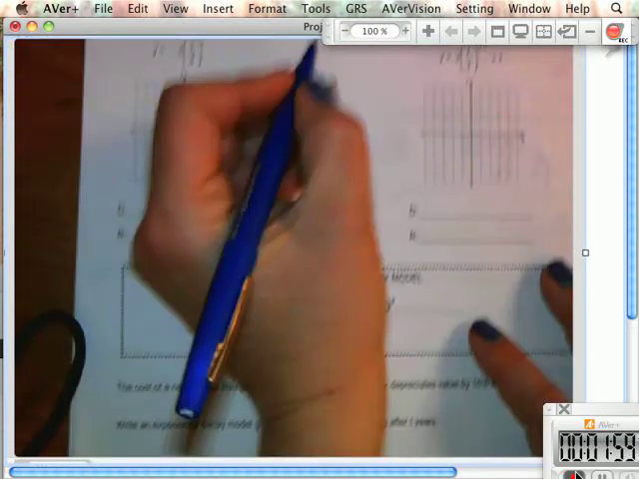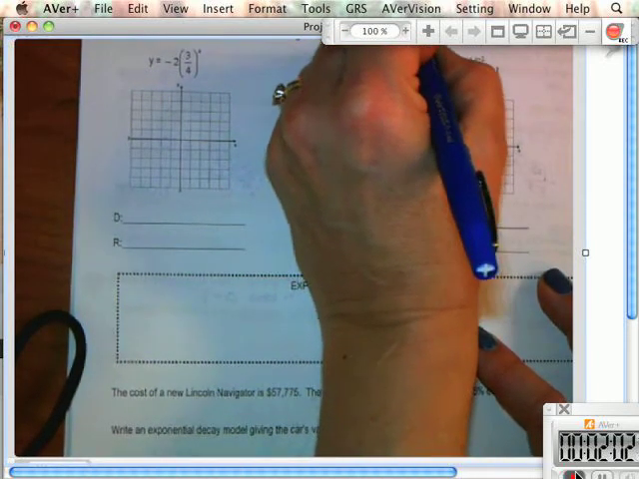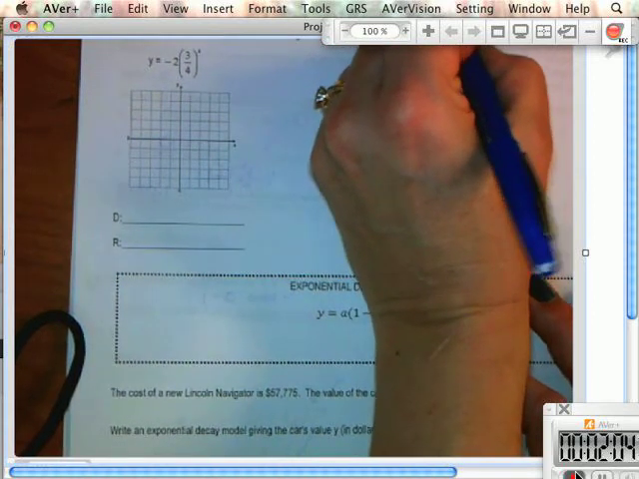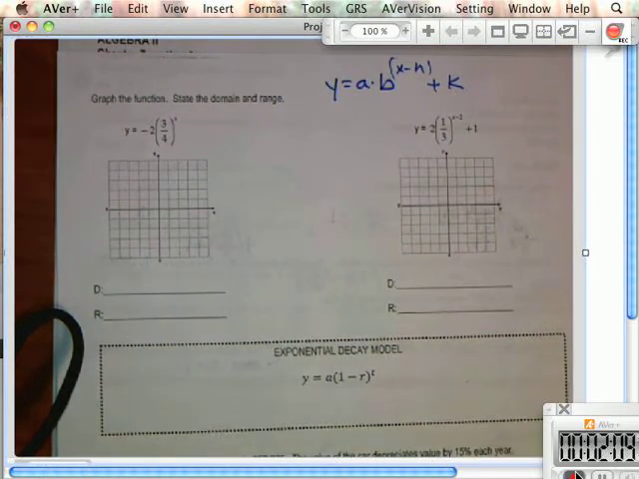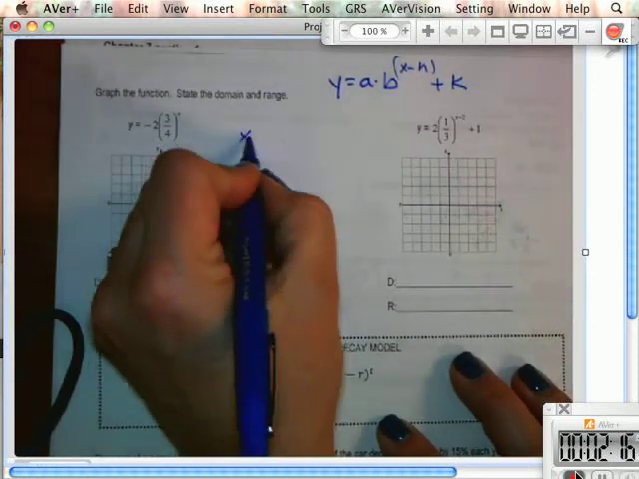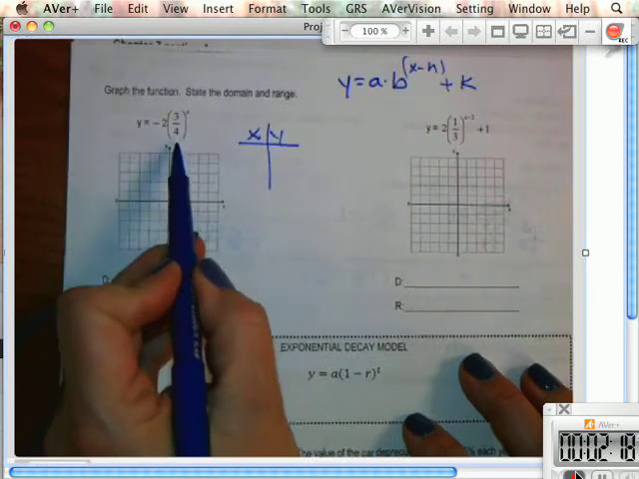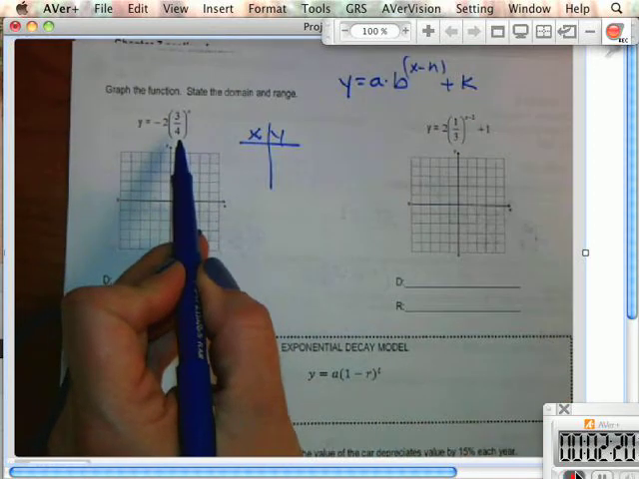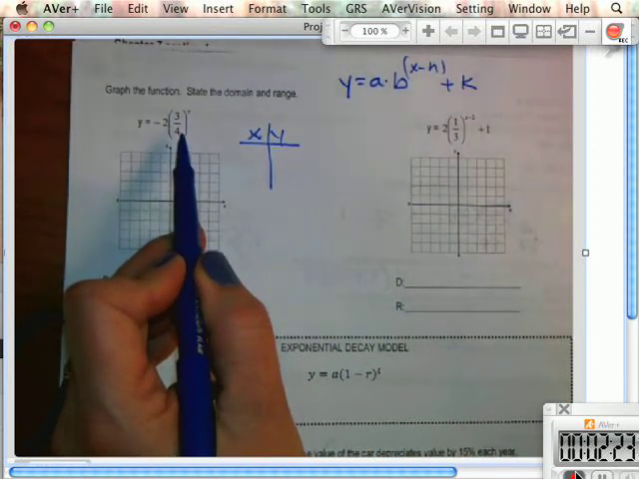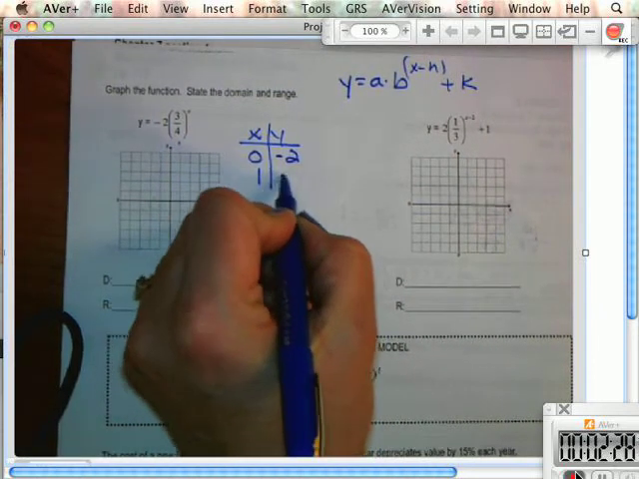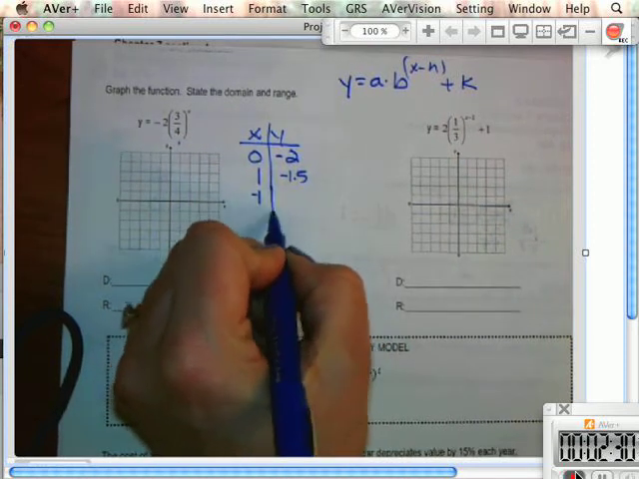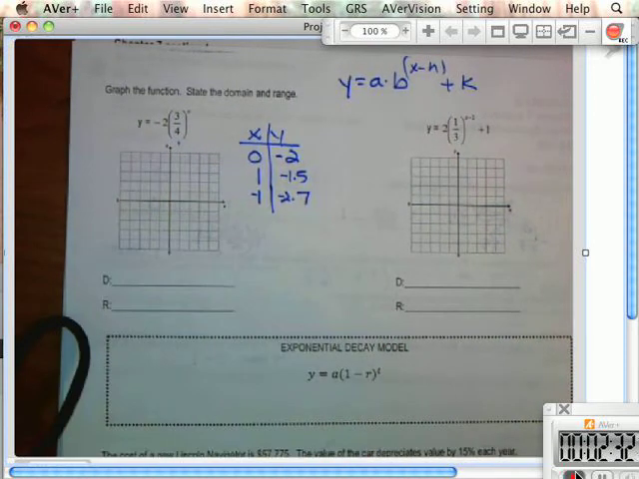Again, here's the general equation. Y equals A times B to the X minus H plus K. So, let's just get a couple points. We'll start with that. How do I know it's decay and not growth? Again, this is between 0 and 1. It's getting smaller, being multiplied by 3/4 every time. 0, -2. 1, -1.5. -1, -2.7. I think I just got these off the calculator.